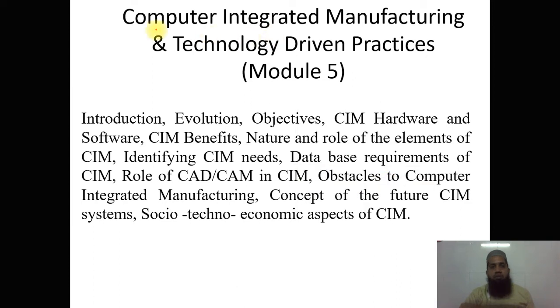Okay, so this is the module, and this is the syllabus: introduction, evolution, objectives, CIM hardware and software, CIM benefits, nature and the role of the elements of a CIM, identifying the CIM needs, database requirement of a CIM, role of CAD/CAM in CIM, obstacles to computer integrated manufacturing, concept of future CIM system, socio-techno-economical aspects of a CIM. So this is the syllabus. It is a very short syllabus that we can cover in 3 to 5 lectures. Let us see each and every one in an elaborated way.